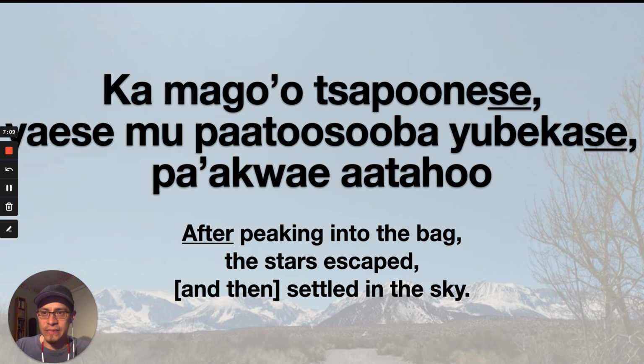Kamago otsapunishi, yeshi mupatuzuba yubikasi, paakwe atahu. Here's another one that has two verbs with the si suffix. It indicates, again, sequence. First, after peeking tsapunishi into the bag, the stars escaped. Yubikasi, they escaped. Then, finally, paakwe atahu, they settled up above. That is a story by Ralph Burns about the creation, the designing of the stars and constellations.